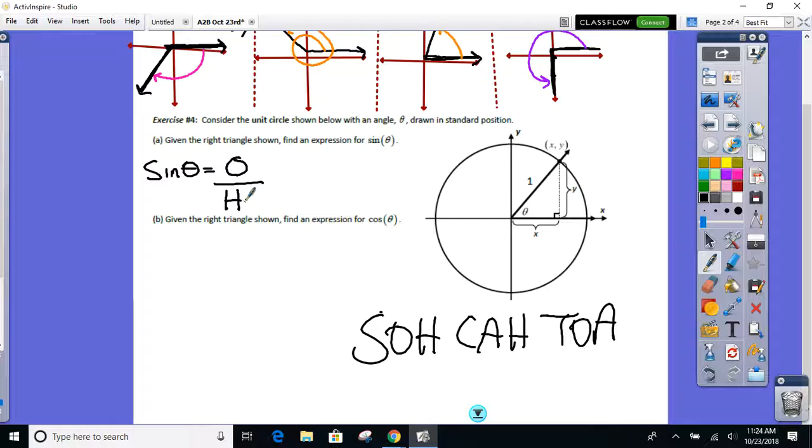So I'm going right from theta. Name the side that's opposite theta in this diagram. Y over, and we're on the unit circle, so what's the hypotenuse length here? 1. Can anybody simplify that for me? Y over 1? Y. So the sine is just equal to whatever the y coordinate was, huh?